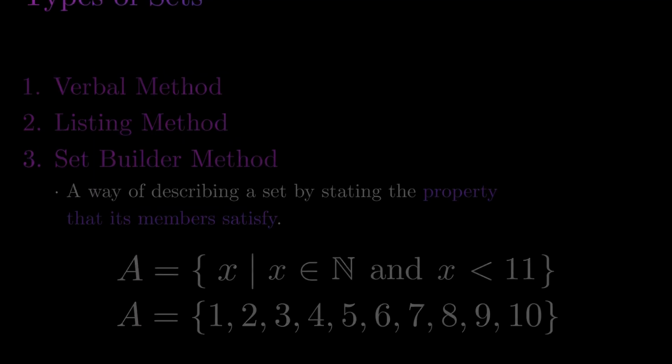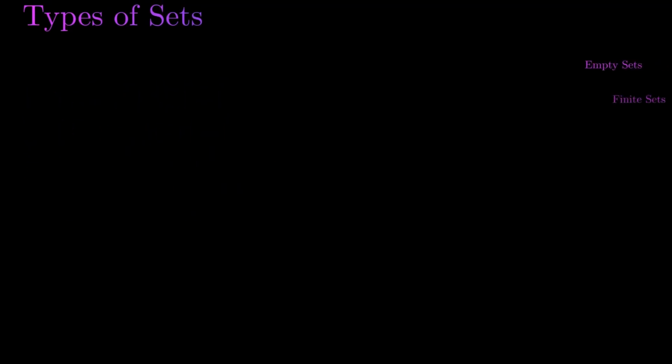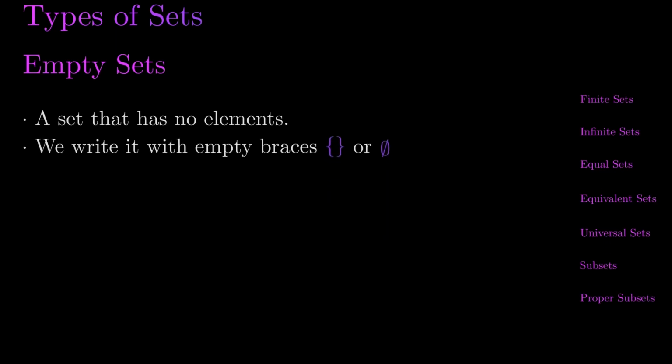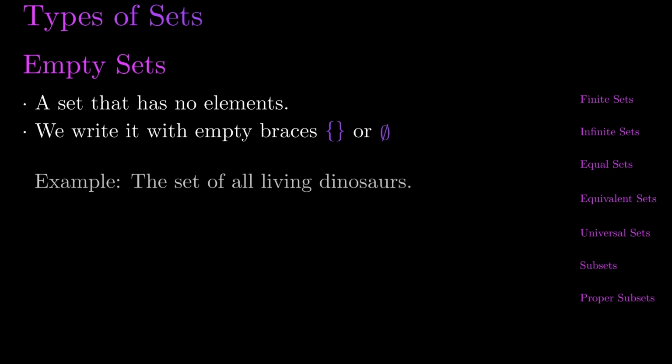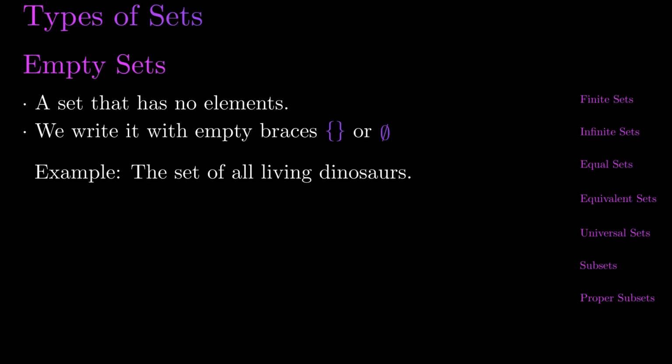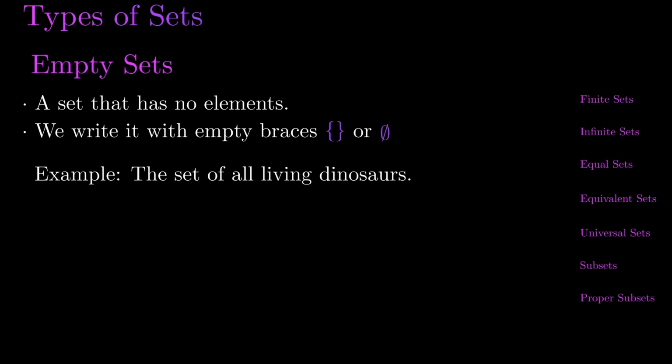Now let's get into the different types of sets you'll encounter. First, the empty set. This is a set that contains nothing, 0 elements. It's also called the void set or null set. We write it with empty braces or this special symbol. An example, the set of all living dinosaurs. There aren't any, so the set is empty.